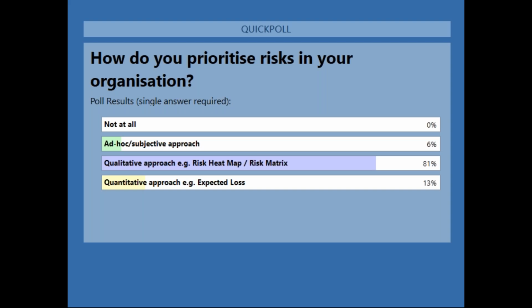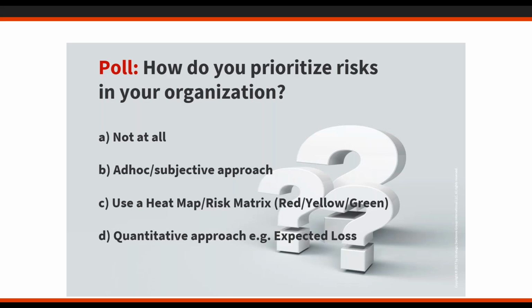I see it well, and it's 81% are using the qualitative risk heat map approach, followed by 13% using a quantitative approach that tries to quantify expected loss, and there are 6% that just use an ad hoc subjective approach. Everybody's doing something. Thank you, Carl. And to some extent, that mirrors our experience asking this question elsewhere. And Manoj, not too far from the 90% that you predicted would answer option C.